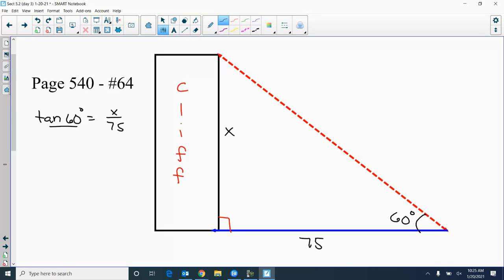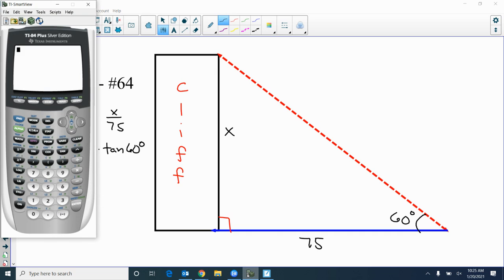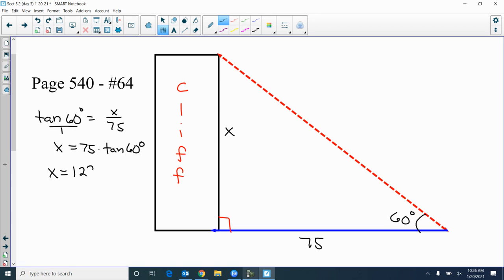Once you got it set up, you can solve for that, which means I'm going to cross multiply, so I just take X times 1, which is X, and then I take 75 times tangent of 60. And so X equals... All right, Nathan, try out your new mode. Let's see if it works. I think it did. 129.9. So 75 times tangent of 60 is 129.9. There we go. So 129.9 feet would be the height of the cliff. Okay, for that.